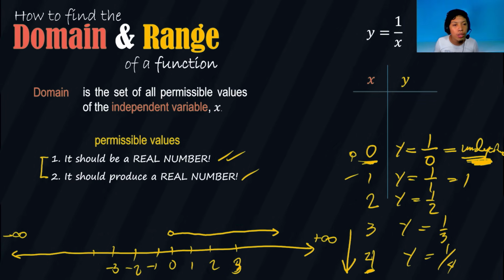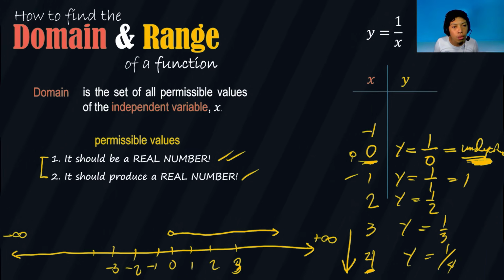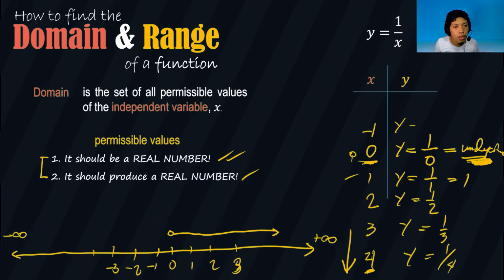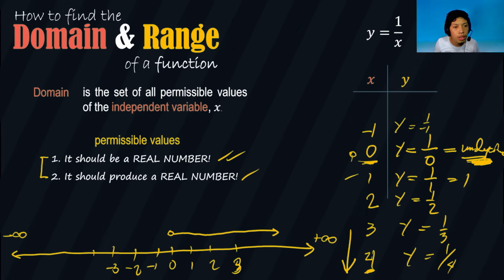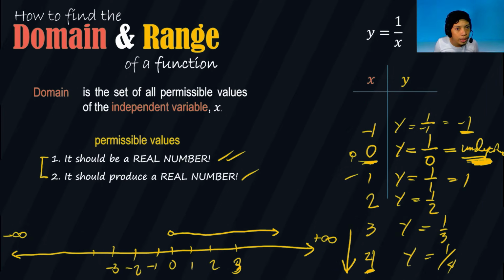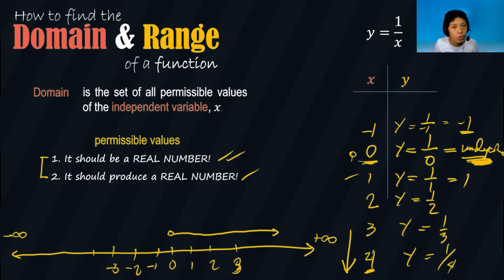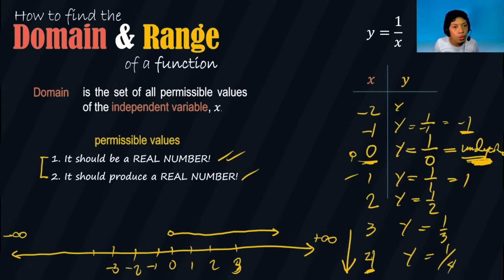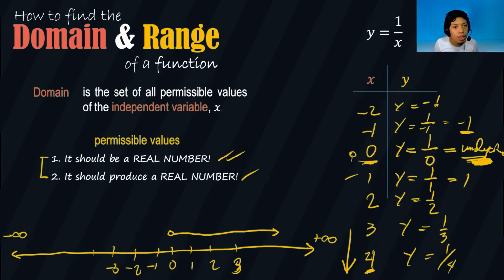Okay? Now let's try negative 1. Kung negative 1 naman, the resulting value of y is 1 over negative 1, which is equal to negative 1. Okay. Negative 1 is still a real number. Therefore, negative 1 is also included. For negative 2, y is equal to negative 1/2.